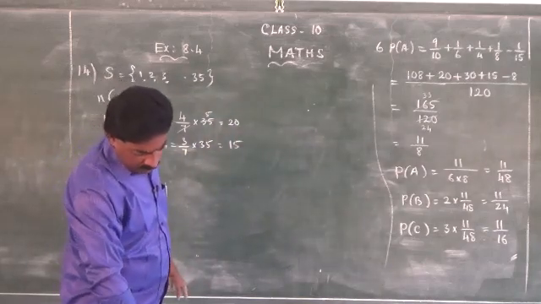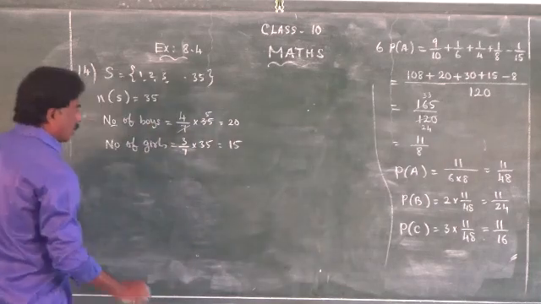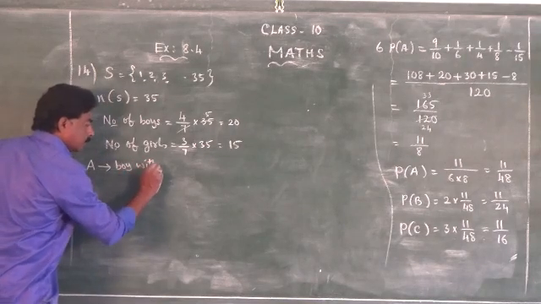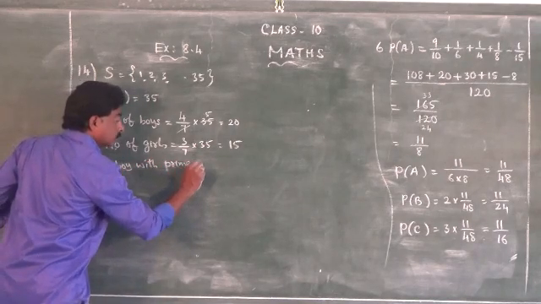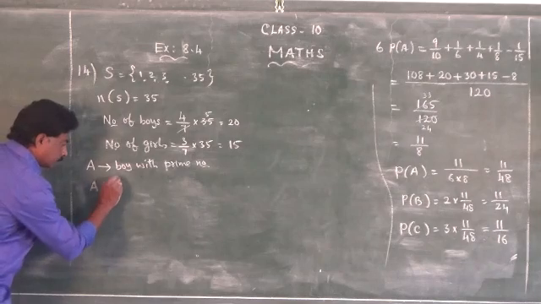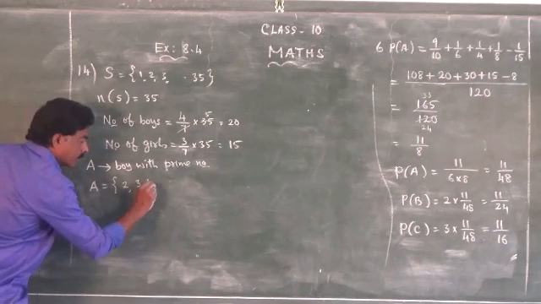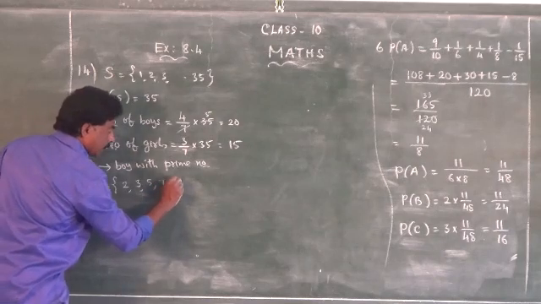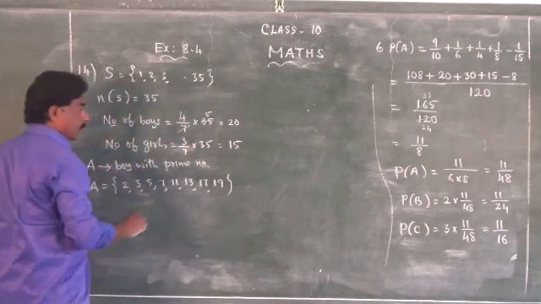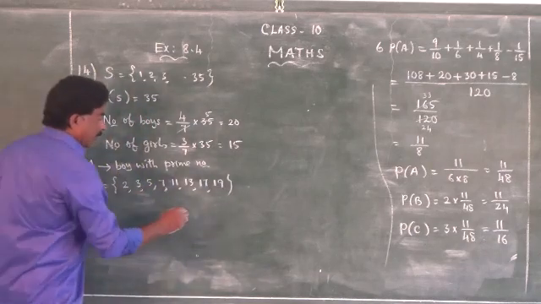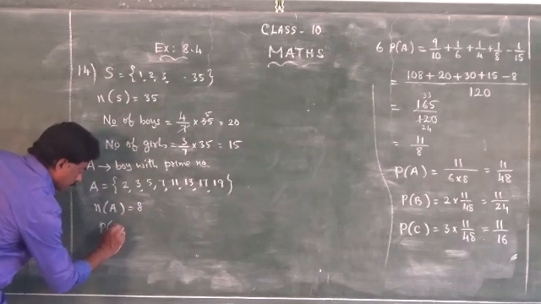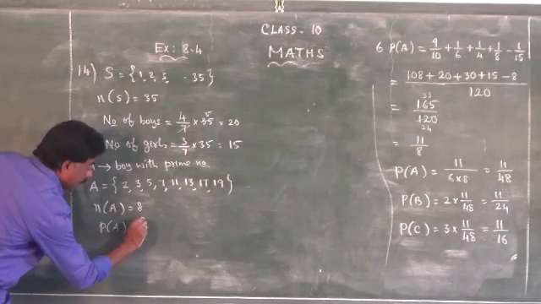Now the first event: the probability of getting a boy with a prime roll number. What is the first event? A is a boy with a prime roll number. Boys are 1 to 20. Out of that, what are the prime numbers? 2, 3, 5, 7, 11, 13, 17 and 19. Only up to 20 are boys. So n(A) is 8. P(A) is 8/35.